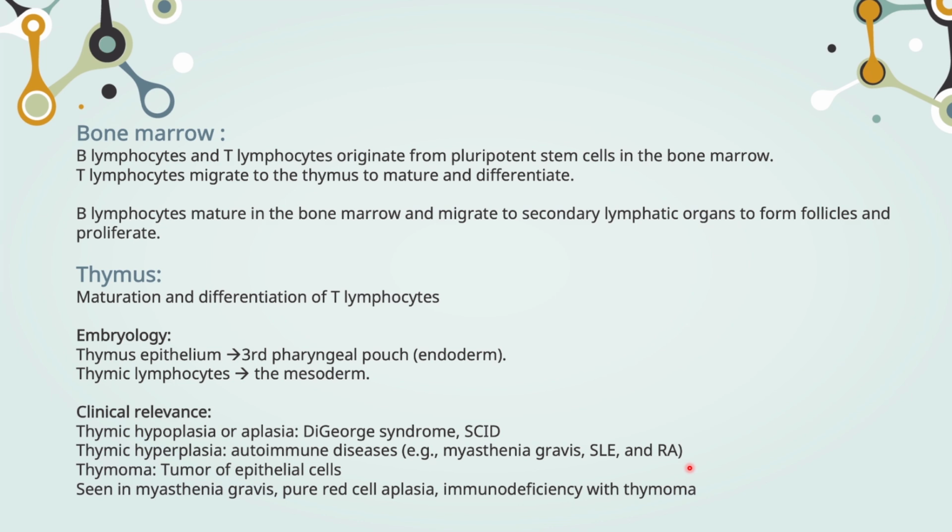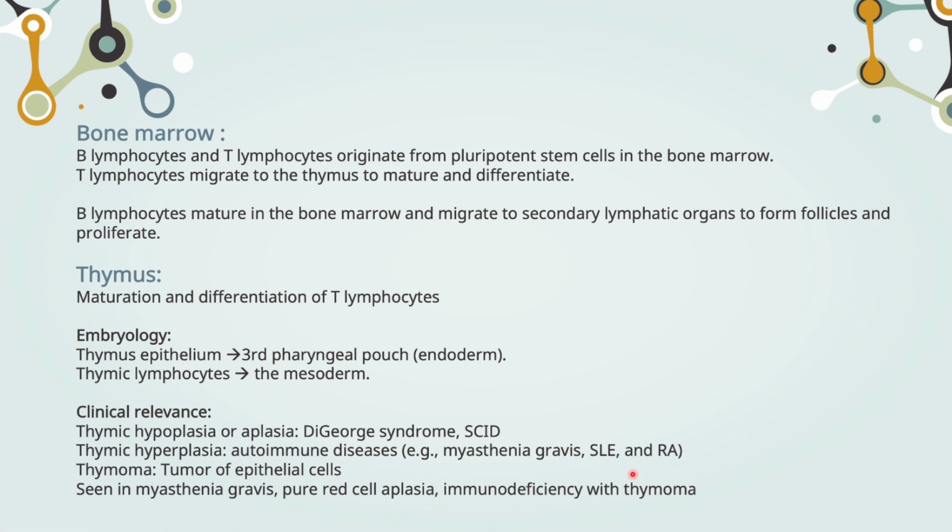All right. Another super high yield point is thymoma. It's a tumor of epithelial cells. All right. And like I said, myasthenia gravis is highly associated with thymic hyperplasia and thymoma. All right. And other diseases associated with thymoma are pure red cell aplasia and immunodeficiency with thymoma. All right.